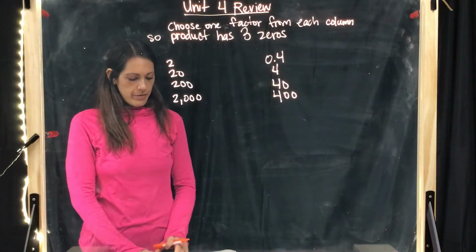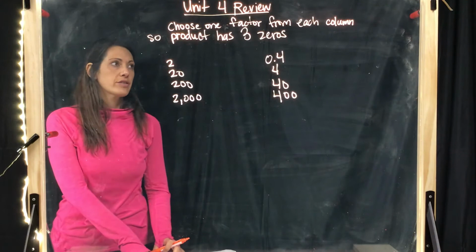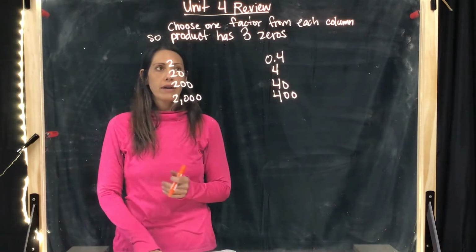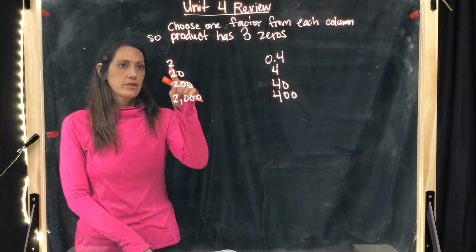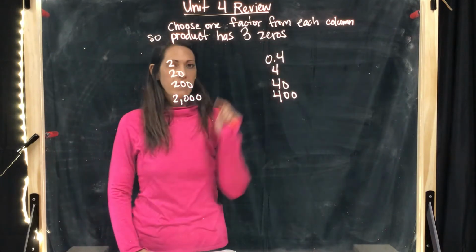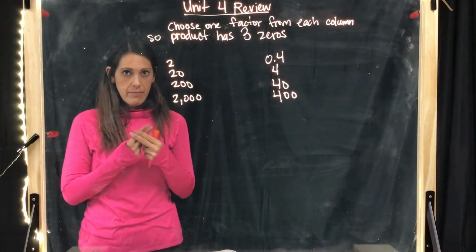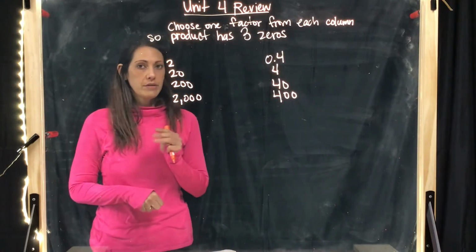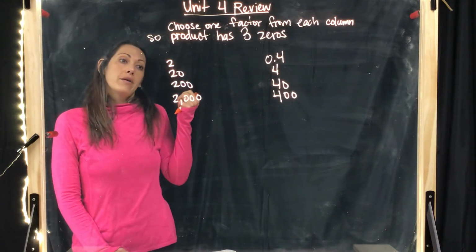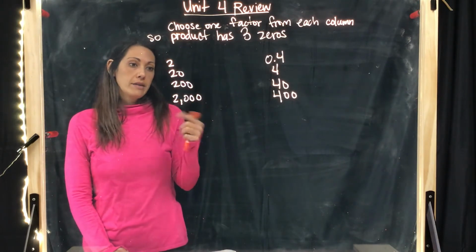All right, on number 3, I have to choose one factor in each column so that the product has 3 zeros, which means I have to choose something from here and something from here so that when I multiply them, the answer, the product, has 3 zeros. Okay, I know that I can count my zeros and get 3 zeros.